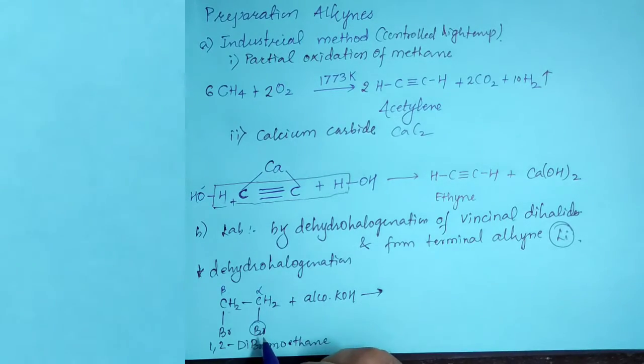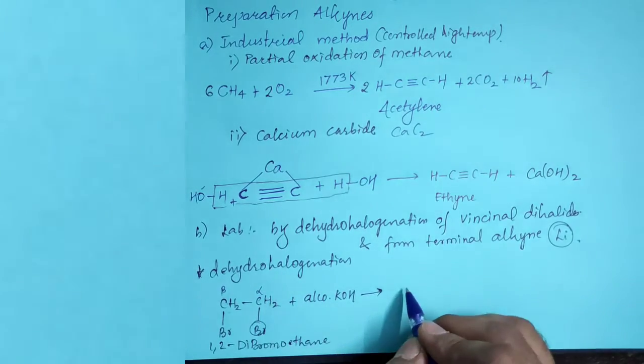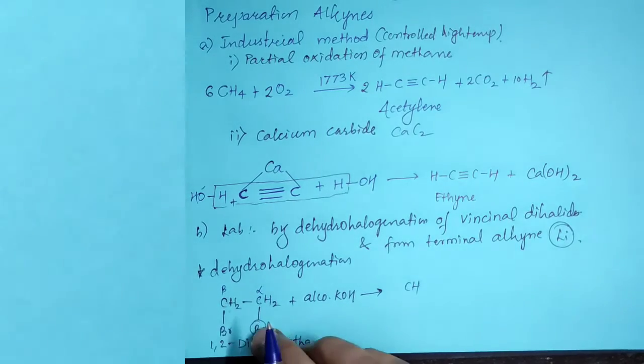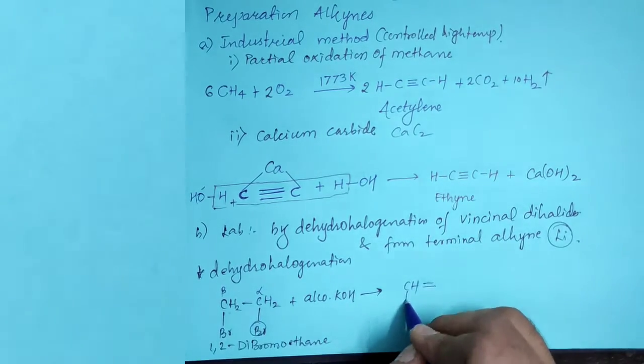So if the halogen atom is removed from this alpha position, the hydrogen will be removed from here. If you remove the halogen from here, the hydrogen will be removed from the beta position. Any one of the cases you can choose. If the hydrogen is removed from here and the halogen from here, what will happen? An unsaturation will be created.